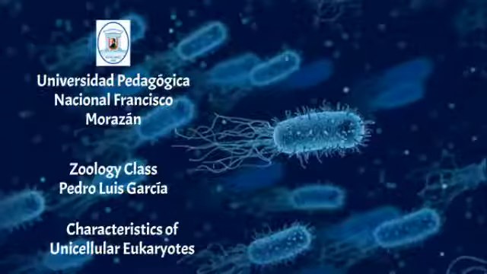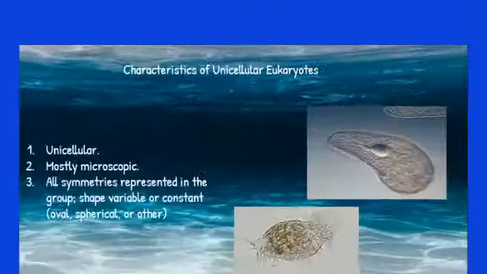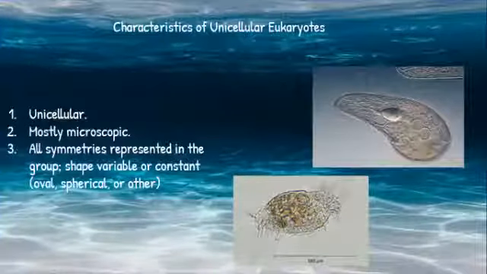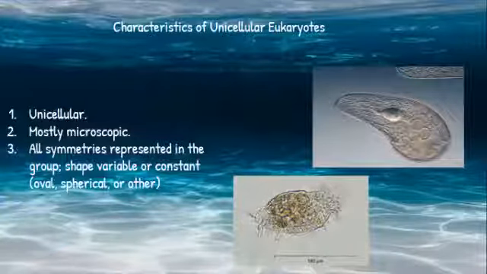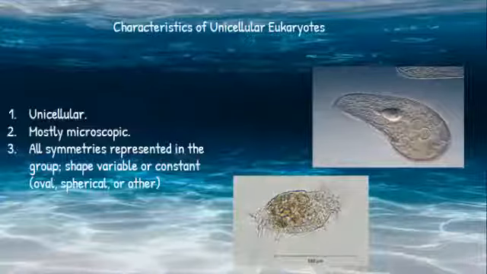Today we're going to study characteristics of unicellular eukaryotes. The first characteristic is that they're unicellular. That means that they are made up of only one cell, unlike us, who have a lot of cells.